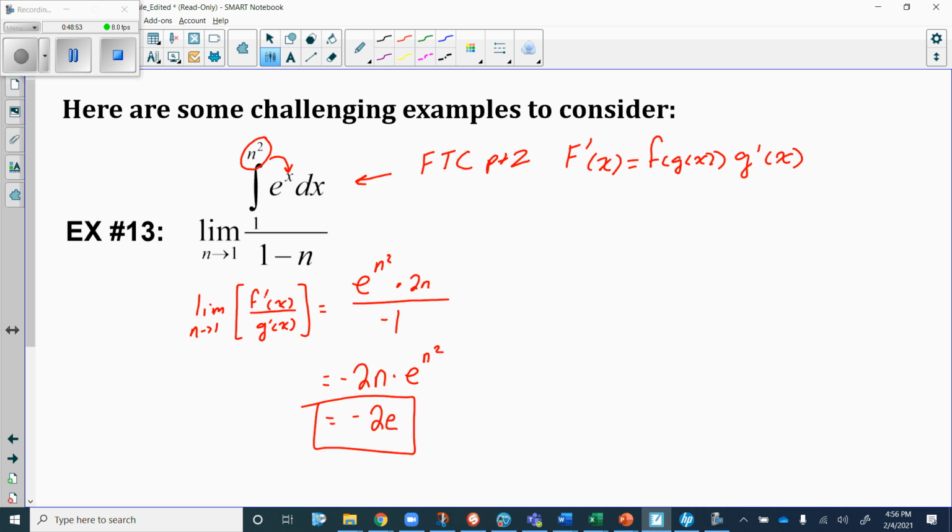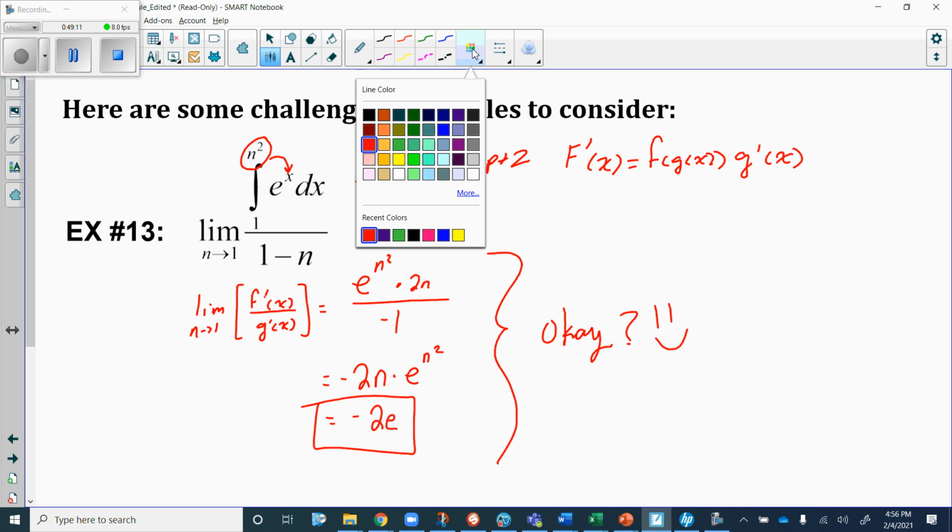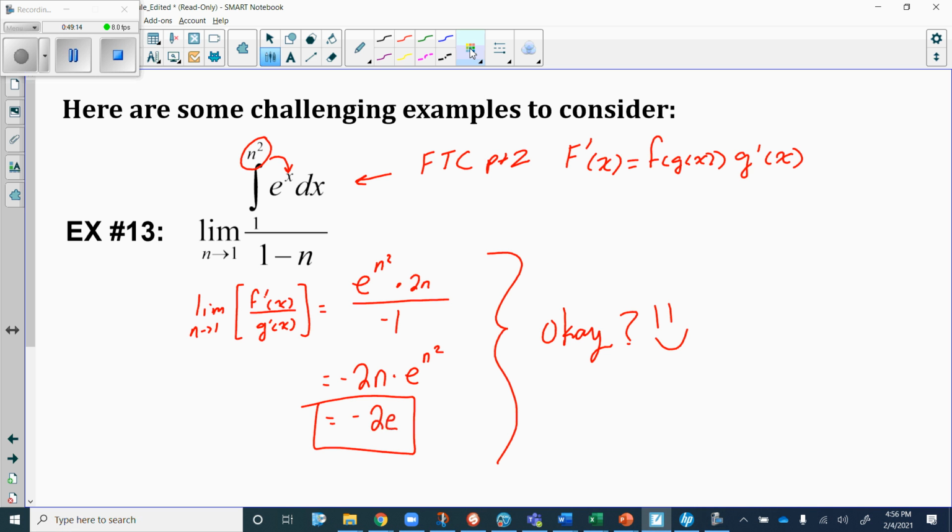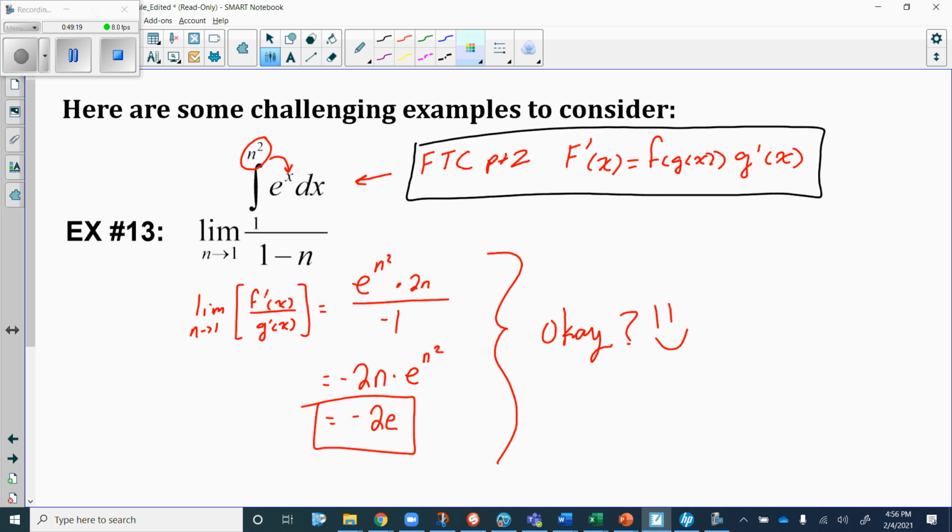But again, I think most of this stuff here is probably okay at this point, hopefully. But if you didn't understand what you're seeing in the numerator, the derivative of an antiderivative using L'Hopital's rule, then that fundamental theorem of calculus part 2 may have eluded you, but that's really the key to working this particular problem out.